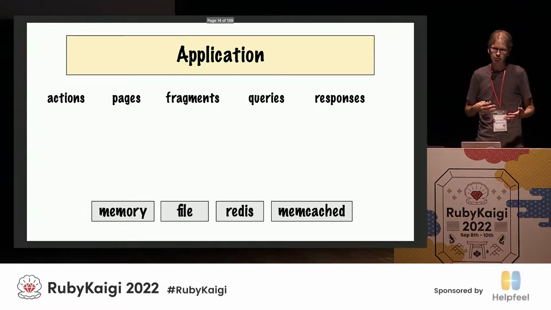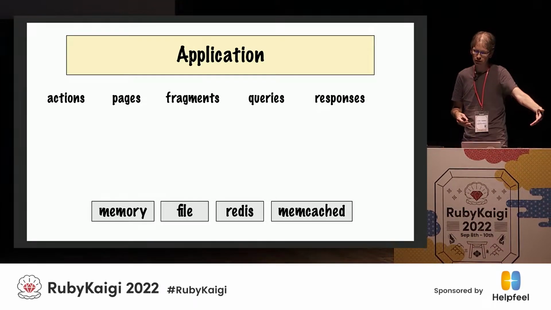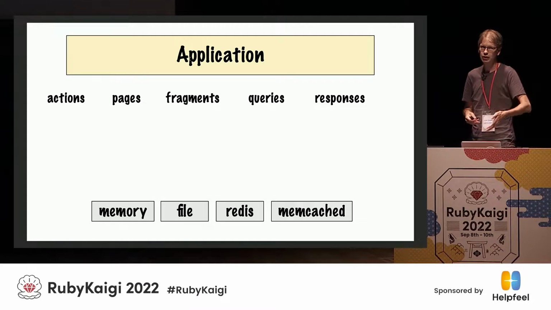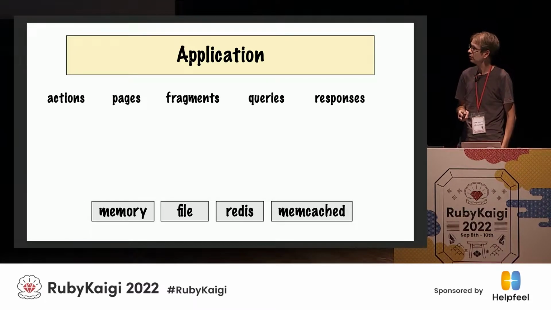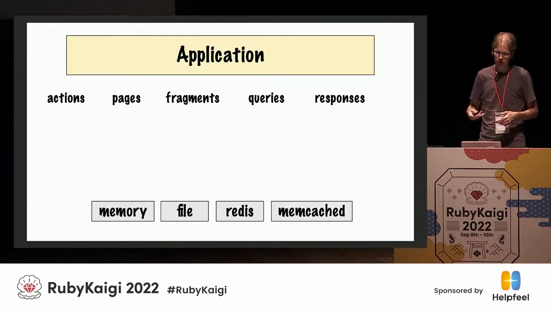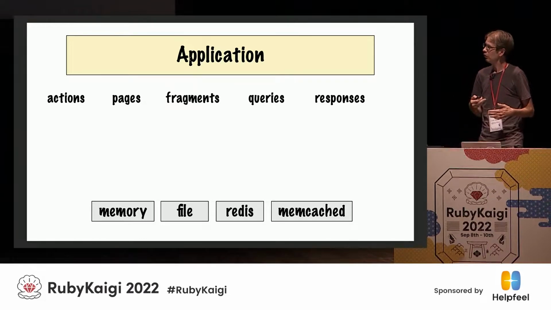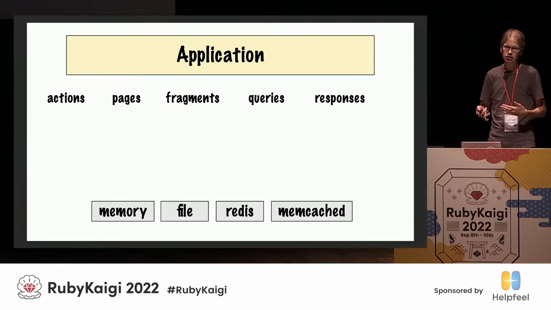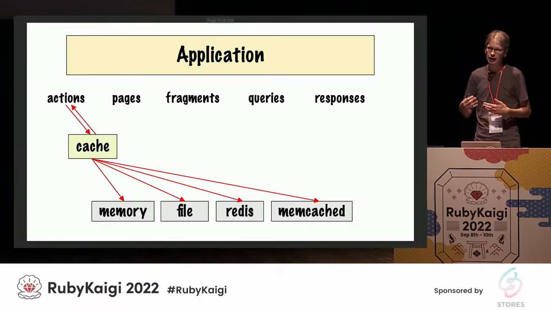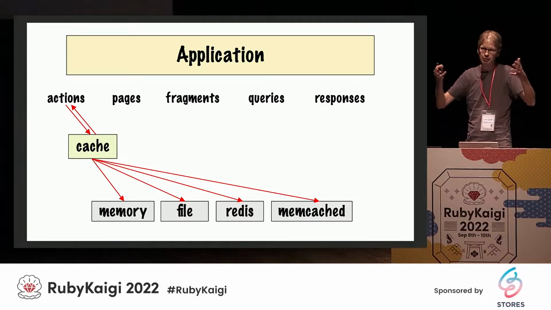And then there are different places you might want to cache those things. For example, memory, file, Redis, memcached, many other places. And there are different ways to deal with this situation. One is to create caches for each type of thing. So for example, you could create a cache that would cache action type objects, right?